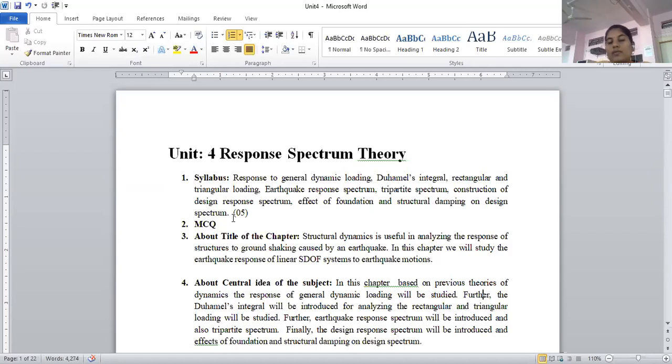Okay, so first we'll start with the syllabus. We'll understand the syllabus of this unit number 4, the response spectrum theory. I request all of you to please write down the syllabus, and then we'll move towards point number 1. One by one, we'll finish all points from this unit. So write down the syllabus of unit number 4 on a new page. First write down the chapter name: unit number 4, response spectrum theory. Below this, write down the syllabus.